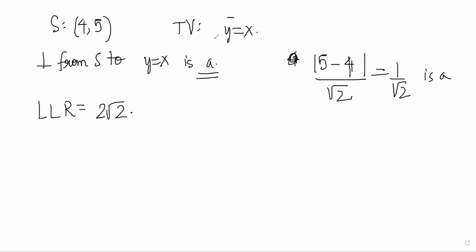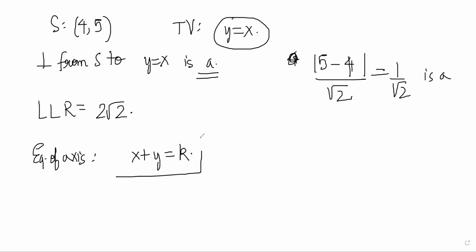And the equation of the tangent at vertex is this. So the equation of the axis should be perpendicular to this. So it should be x plus y equals some k, because this has slope minus 1, and this had slope 1. And the axis should pass through the focus. So 4 plus 5 equals k.